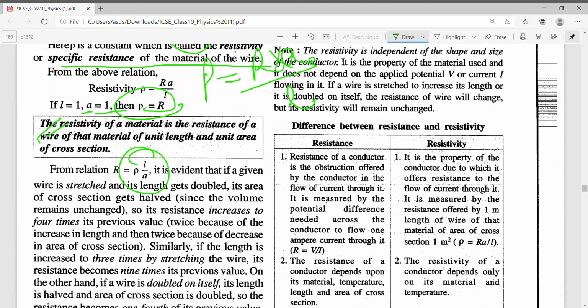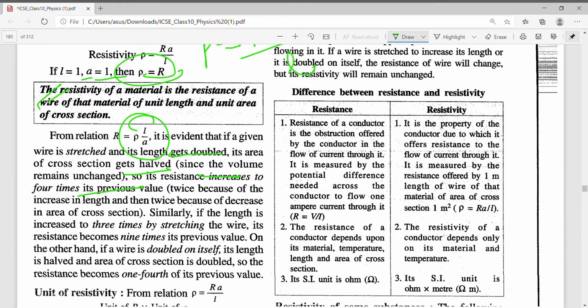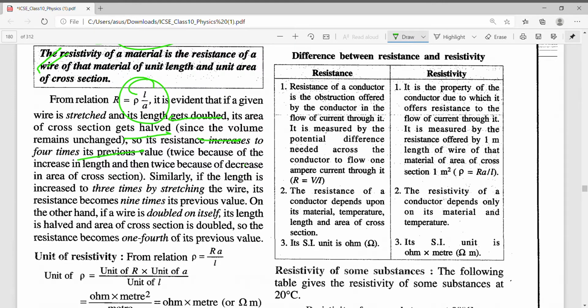It is evident that if a wire is stretched and its length gets doubled, its area of cross section gets halved, and since the volume remains unchanged, its resistance increases to 4 times its previous value: twice because of the increase in length and twice because of the decrease in the area of cross section. So if the length is increased to 3 times by stretching the wire, then the resistance becomes 9 times. Similarly, if a wire is doubled on itself, its length is halved and area of cross section is doubled, so the resistance becomes 1/4 of its previous value.